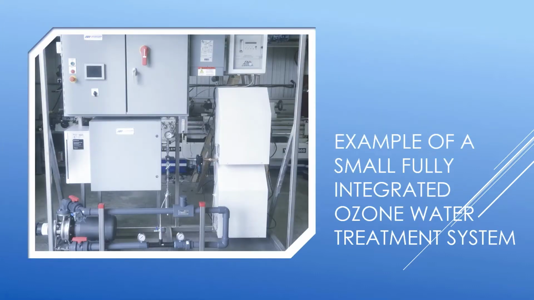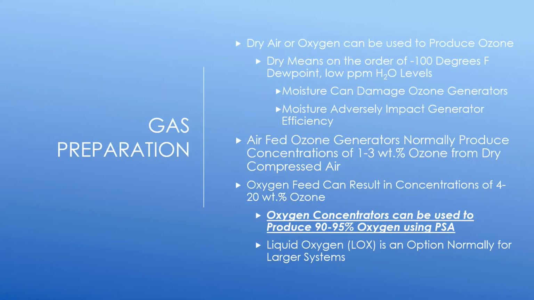This is an example of a fully integrated ozone water treatment system that produces about 70 grams an hour of ozone. The system size here is about 2 feet deep by 6 feet long and about 6 feet tall. And this is a system that was designed for a cannabis growing facility. So a system of this size can serve a fairly decent sized horticulture application. I'm now going to cover a couple of those subcomponent systems in a little bit more detail.